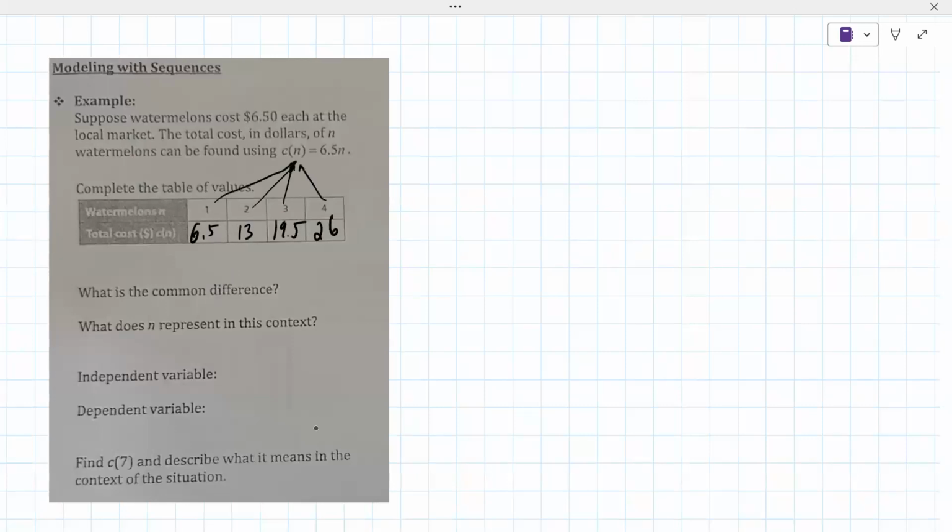All right, very good. What is the common difference between them? That's the slope, 6.5. What does n represent? Number of watermelons. And then the independent variable is always the x, the dependent is the y. So find C of 7 and then give me a few words to describe what that means.